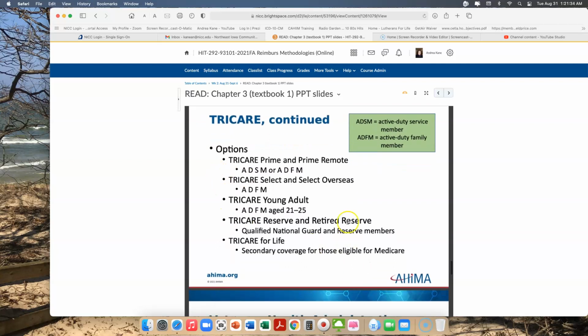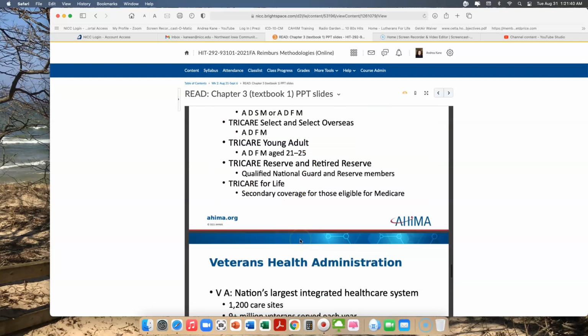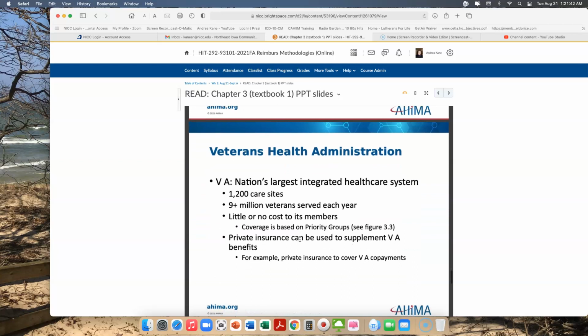Veterans Health Administration is exactly what it says: veterans, not active, veterans. And the VA is the nation's largest integrated healthcare system. They have over 1,200 care sites. They serve over 9 million.